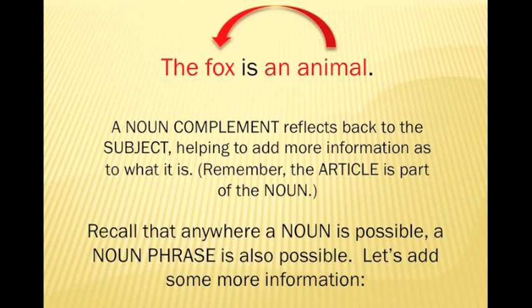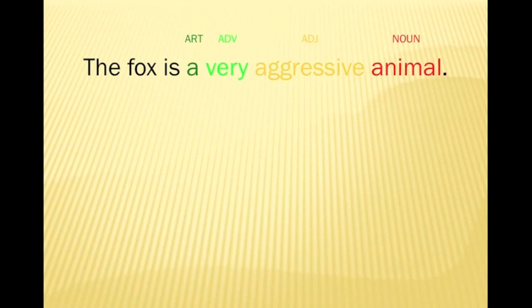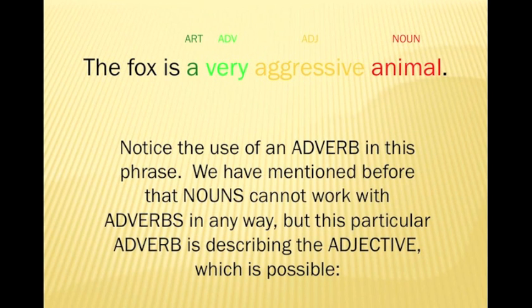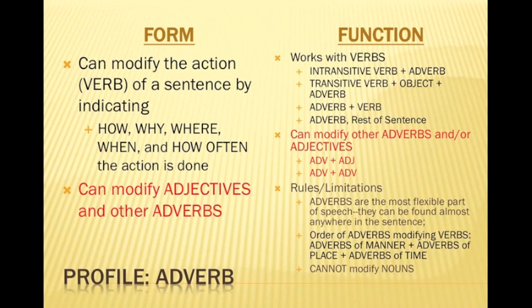Let's add some more information. For example, what if we added an article and some more information? So not just "an animal," but "a very aggressive animal." Notice we did use an adverb here, but remember, adverbs don't work with nouns, but adverbs can modify adjectives. So in this case, we're not saying it's just an aggressive animal, we're saying it's a very aggressive animal. And again, this is possible if you go back to our adverb profile. In the second part of our form of the adverb profile, we did mention that adverbs can modify adjectives and other adverbs.